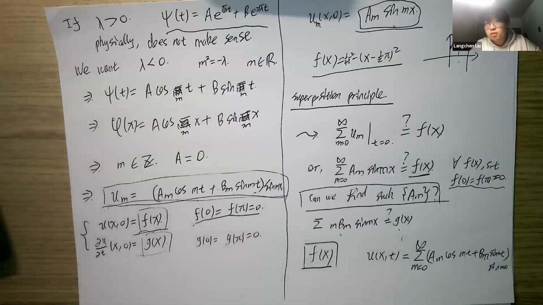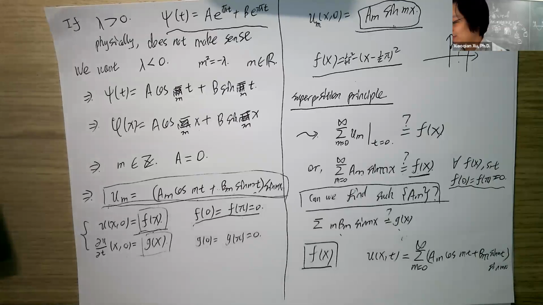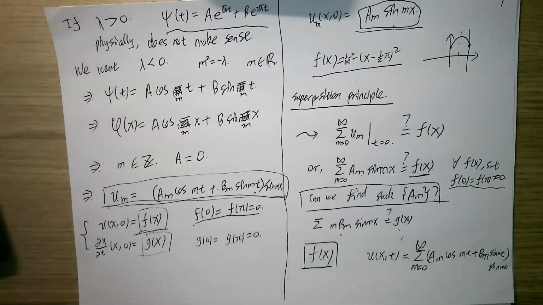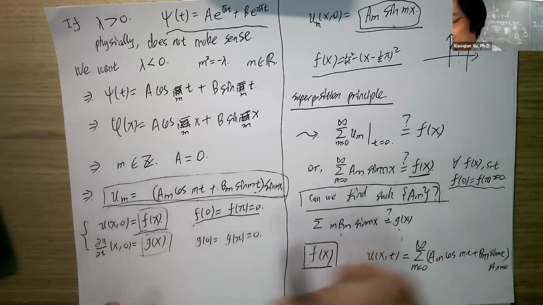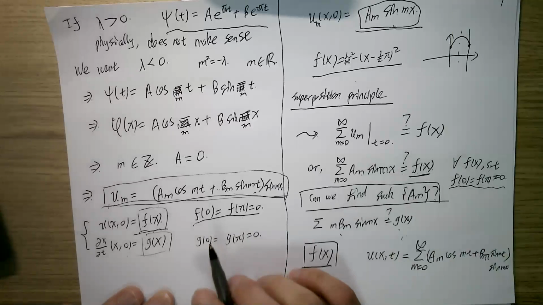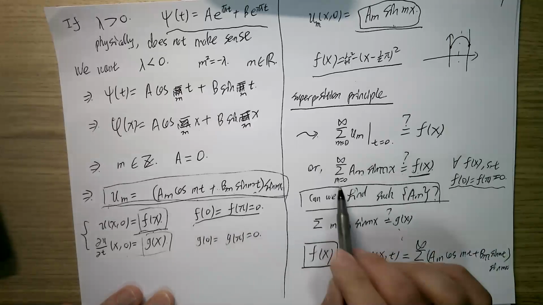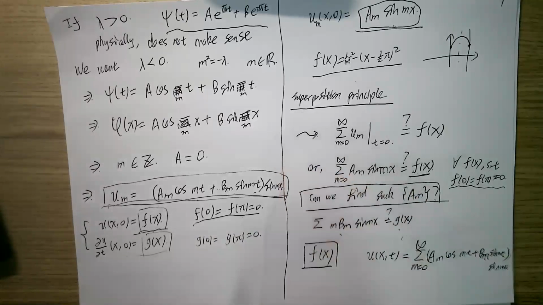Okay, thank you. Any other question? Any other question? I have a question. I'm just confused by the following step after the superposition principle. What did we do at the time? What did we do where? After the superposition principle.